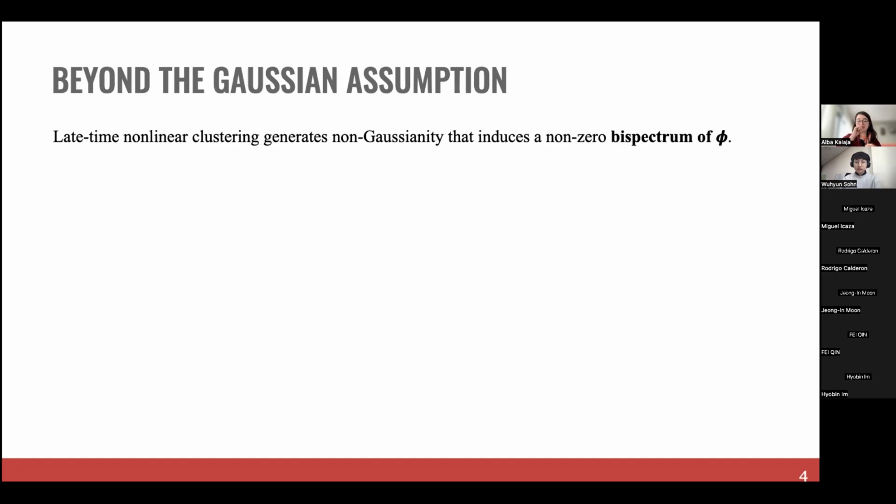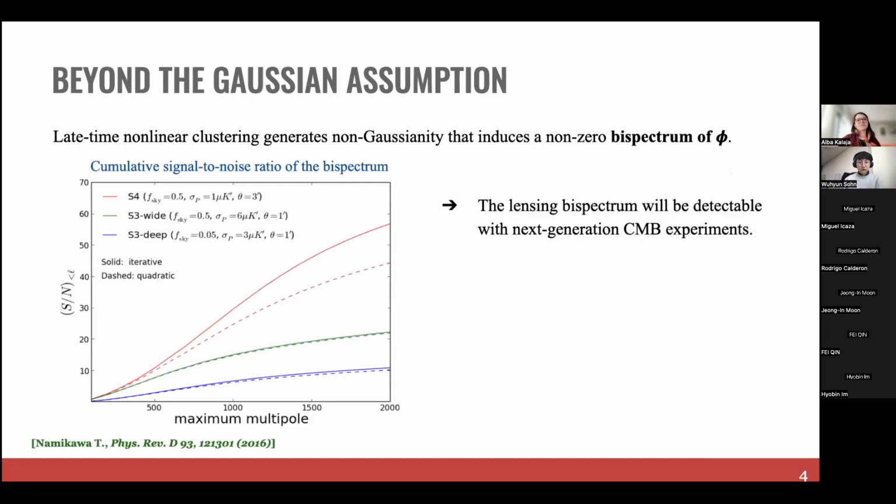What happens is that at late times, when you have nonlinear clustering of matter, this generates a non-zero matter bispectrum that in turn induces a non-zero bispectrum of phi. And here we're focusing on that. This is important because it has been shown, in particular in this paper from 2016, that the lensing bispectrum will be detectable with next generation CMB experiments.